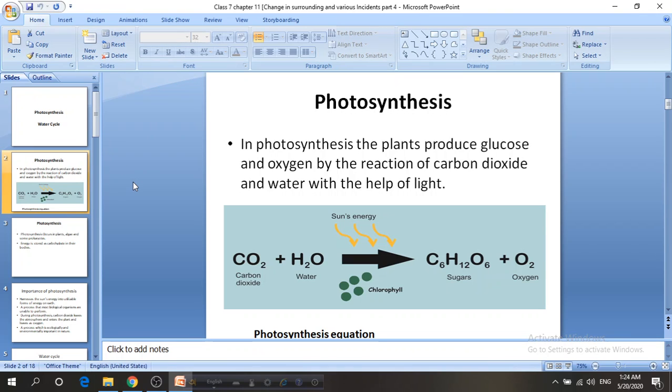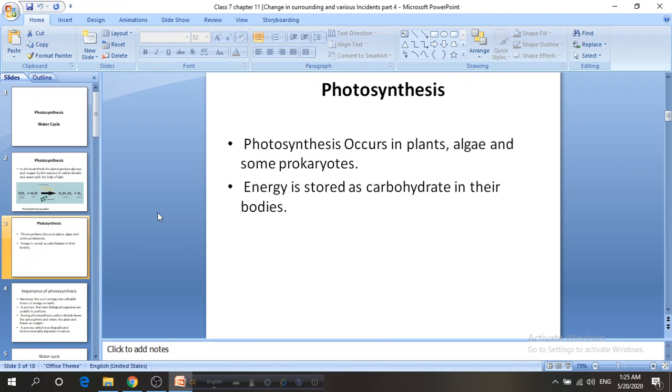Photosynthesis is a process where the plants produce glucose and oxygen by the reaction of carbon dioxide and water with the help of sunlight. So in photosynthesis, the plants produce oxygen and trap sunlight. Photosynthesis occurs in plants, algae and some prokaryotes. In photosynthesis, energy is stored as carbohydrate in their bodies.